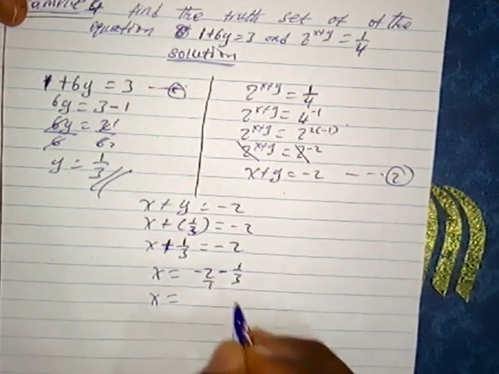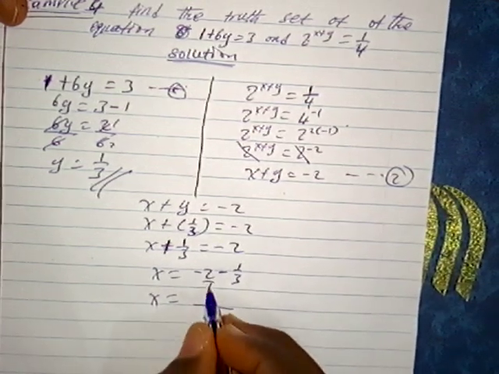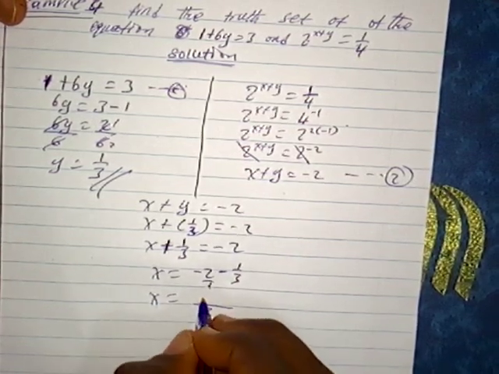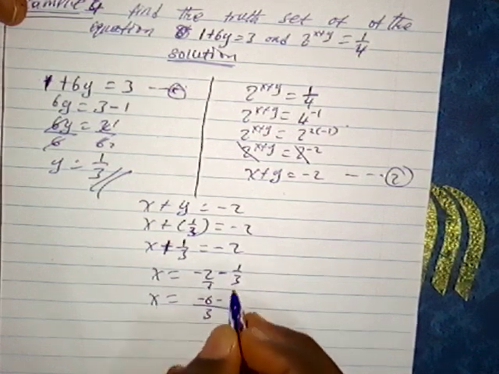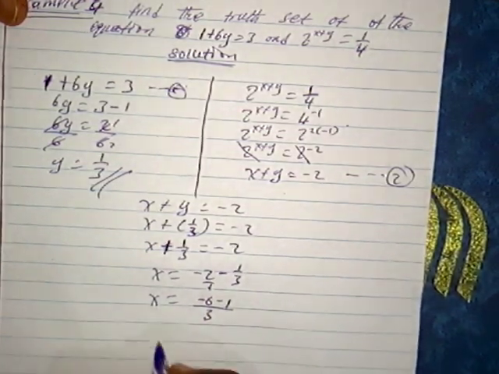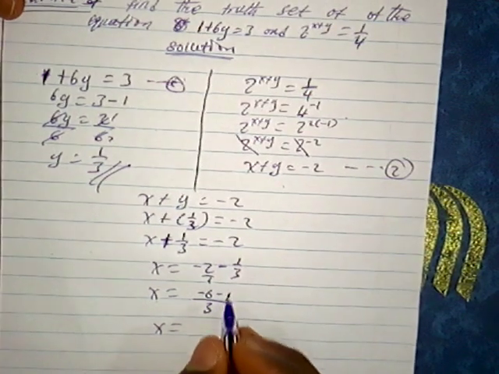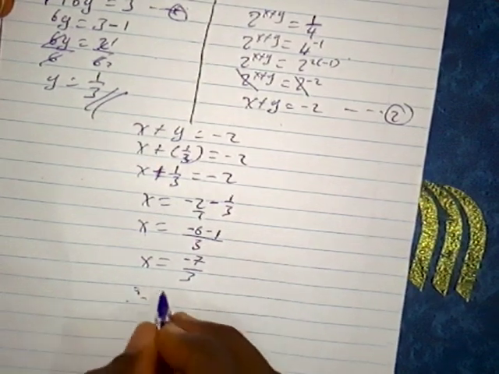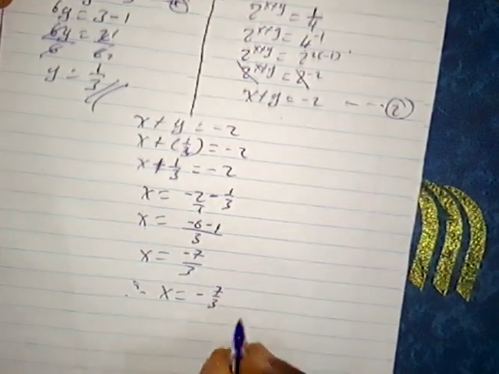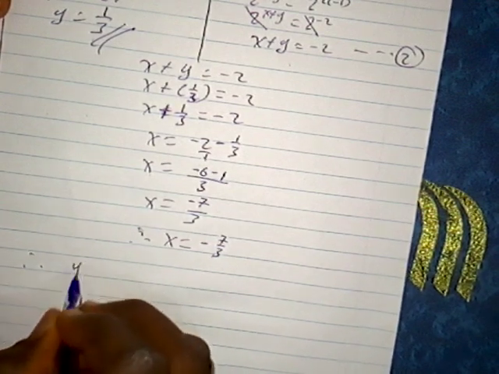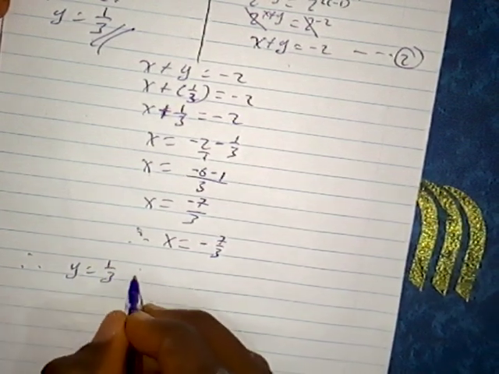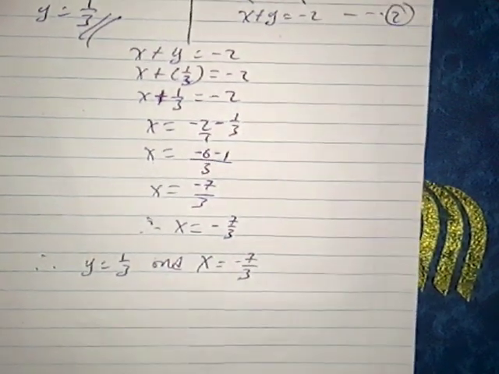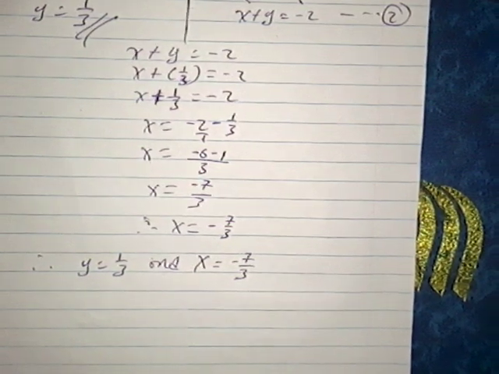So x equals, get a denominator of 1 and find the LCM. 1 and 3, the LCM is 3. So 1 into 3, 3 times. 3 times minus 2 is minus 6. Minus 3 into itself 1 times, 1 times 1 is 1. So x equals minus 6 minus 1, which is minus 7 upon 3. Therefore x equals minus 7 upon 3. So you see the value of y is equal to 1 upon 3 and the value of x equals minus 7 upon 3. Good. Is it understandable? If you have any doubts, please let me know.